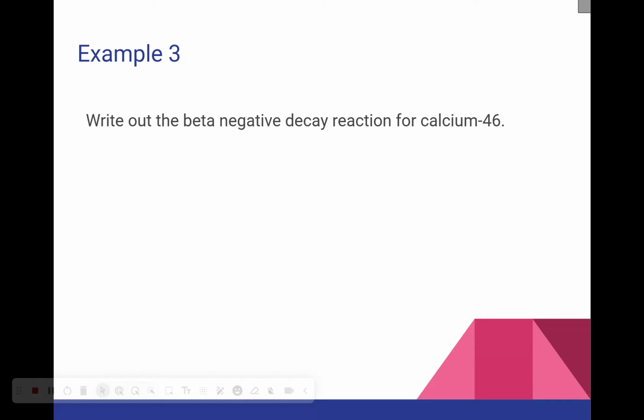So let's look at writing out a basic beta negative decay. I tell you that calcium-46 goes through beta negative decay. So I go to my periodic table and I find calcium, its atomic number is 20. I write down its A and Z values. I know that for certain one of the products that has to come out is the beta negative particle itself. So put that down first.